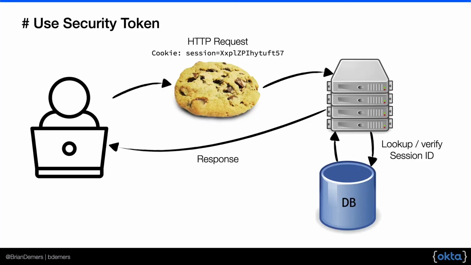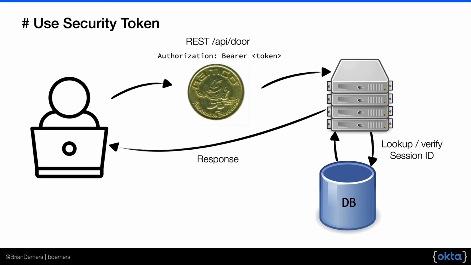All right, so how do you use a token? Let's go back to our previous example, and this time we're going to replace the cookie header with a token. This is typically an authorization header with the bearer prefix. Remember I mentioned the bearer of this token can access the resource. Now this token is going to represent my hotel keycard.